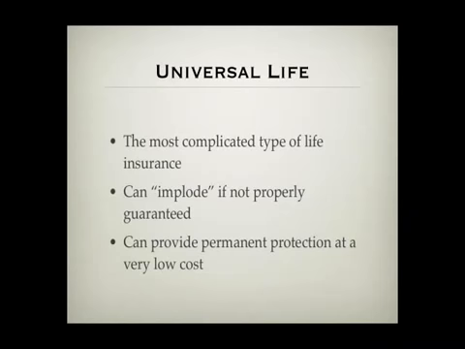Universal life insurance is probably the most complicated form of life insurance you're going to come across. We're not going to get too deep into the ins and outs of how it works, but suffice to say, if you don't take care to guarantee the policy, and when you're illustrating or quoting a universal life policy, you'll see where you can guarantee it, usually to 100 or 121 years of age, the policy can implode. What that means in very basic terms is the policy will suck the cash value out of itself to the point where there is no longer enough money to sustain it.